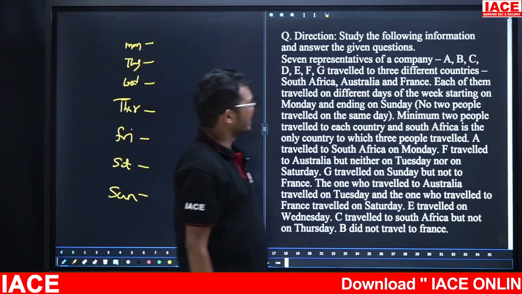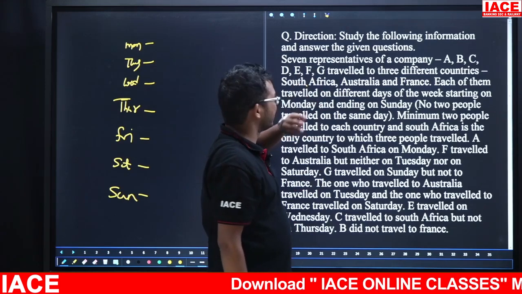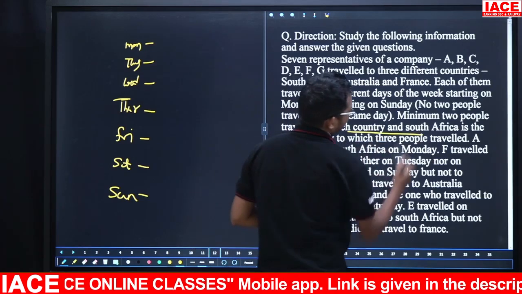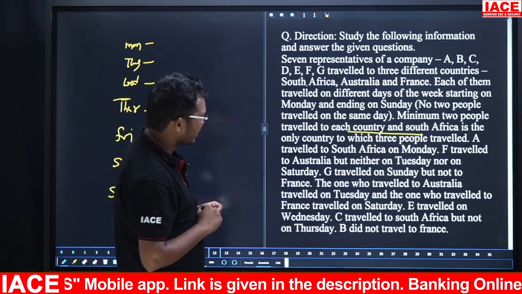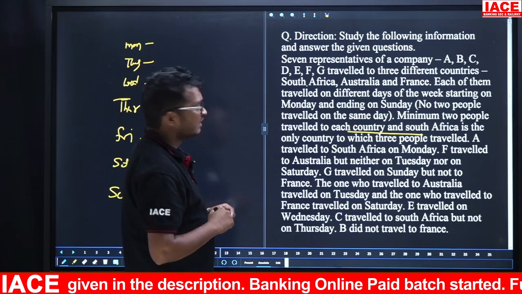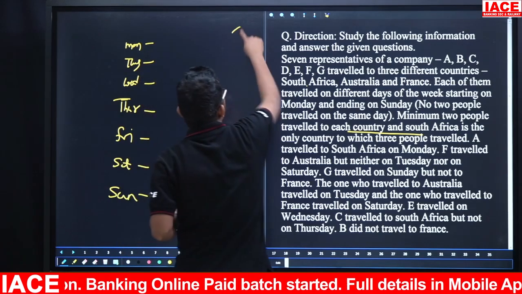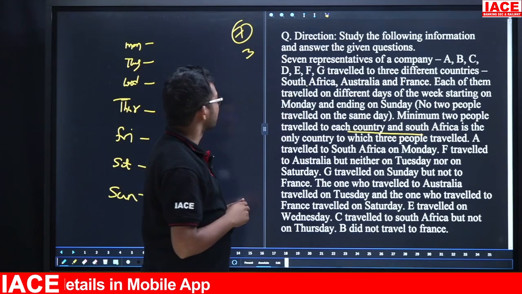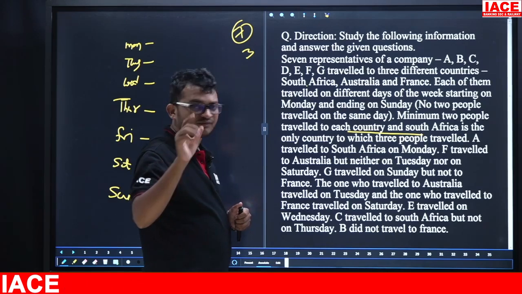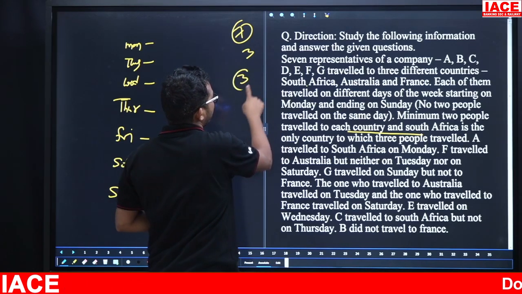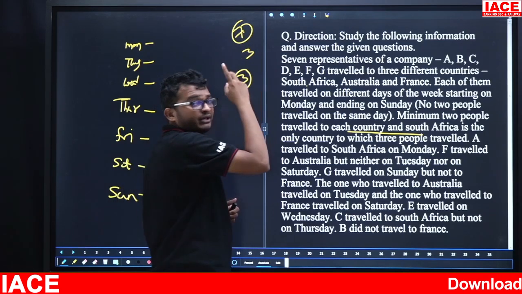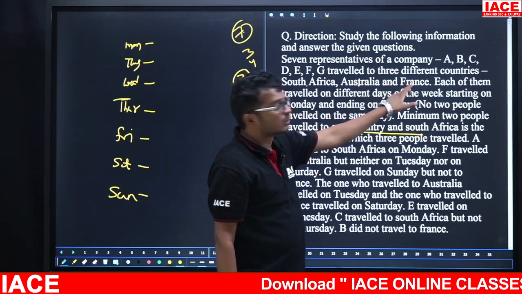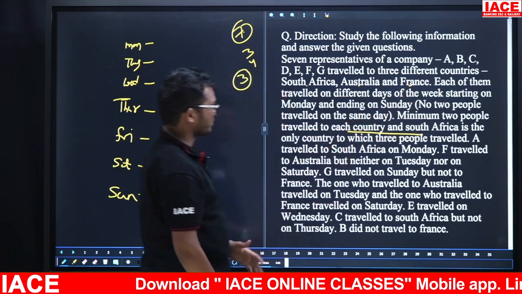Here the given is they are going to 3 different countries. Next one, a minimum 2 people travel to each country. Next, South Africa is the only country to which 3 people travel. So friends, total we have 7 members and 3 countries, but for each country minimum 2 persons should go, and for South Africa, 3 persons should go. South Africa 3 members means out of 7, 3 completed. Remaining 4: 2 members will go to Australia, 2 members will go to France. Take your first point here.